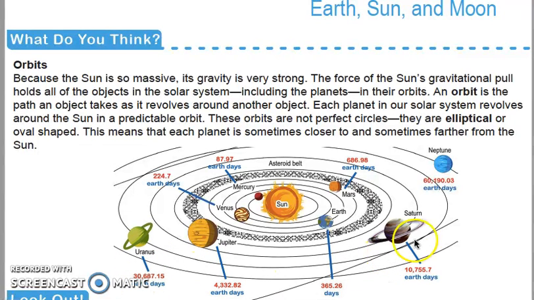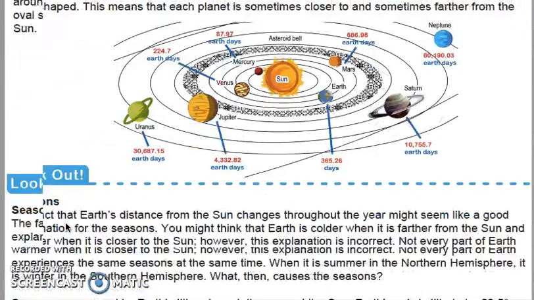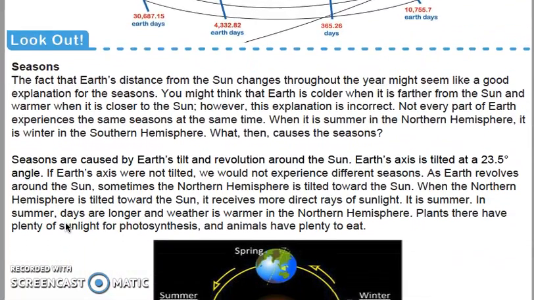So you can see here that it is an oval. It's not because they're trying to get it on the page. That's what it really looks like. And you can see here how many days it takes for each planet to orbit the sun, and it's in Earth days. Look out. Seasons.